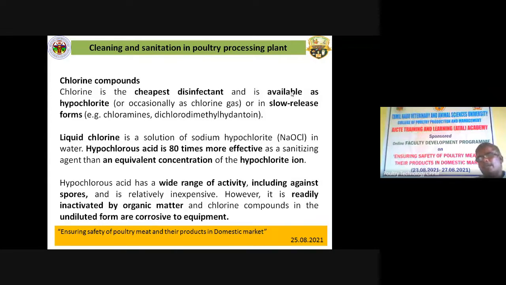So wherever we require constant disinfectant action on a particular surface, we can depend on this slow release form. And as I already told you, hypochlorites are also available in liquid form. Whether it is sodium hypochlorite or calcium hypochlorite, when it gets dissolved in water, it forms hypochlorous acid. Hypochlorous acid is 80 times more effective than the hypochlorite ion. So we can say that in the liquid form, it will be more effective when compared to hypochlorite solution.